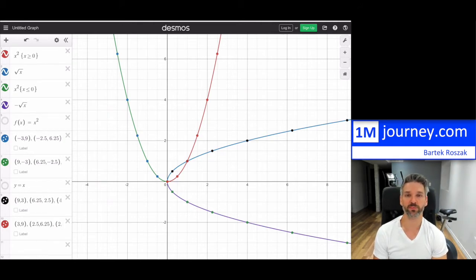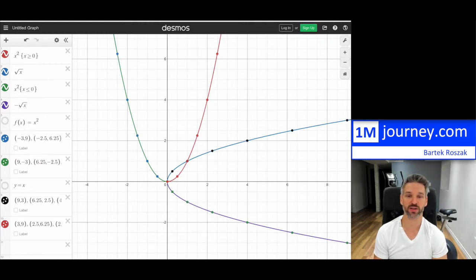What's the problem with this sideways parabola? The problem is it's not a function. Because you will notice, for instance, if you take x is equal to 4 for the inverse, you'll notice that you have two values. You have 2 and you have -2. And that would make it not a function because you have more than one value for your output within your inverse.